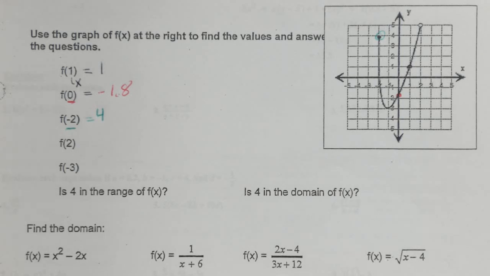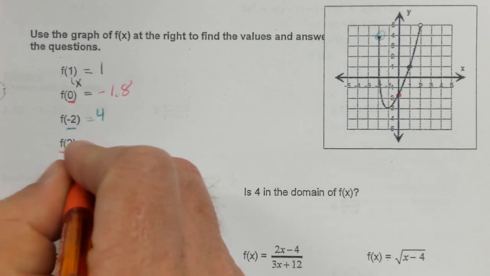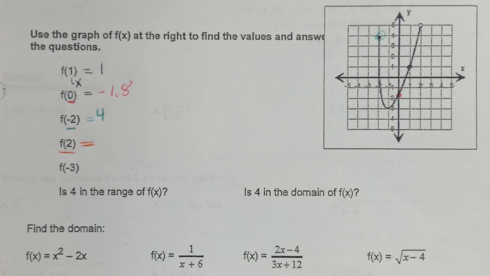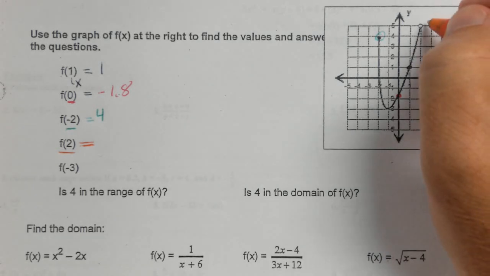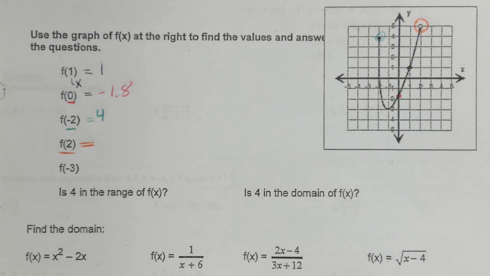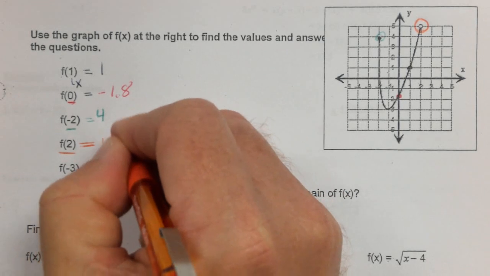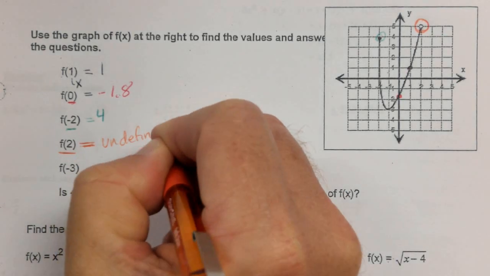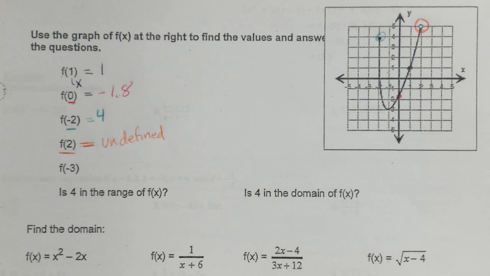And f of 2? Running out of colors. F of 2 is... Well, I see where you're looking. But it's not shaded in. It's not there. It's undefined. Exactly right. It never got there. It's headed toward 5, but it didn't get there.